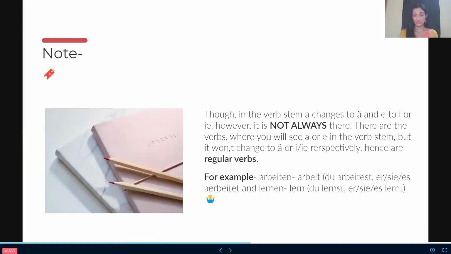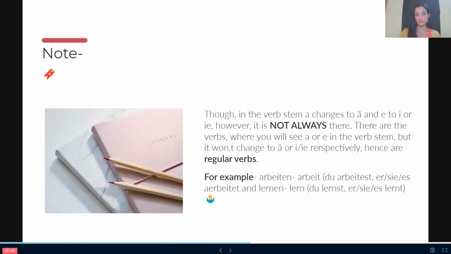Now there's a note which you actually need to remember. In the verb stem, A changes to Ä with umlaut and E to I or IE. However, it is not always there, okay? There are verbs where you will see A or E in the verb stem, but it will not at all change to A with umlaut or E to I or IE respectively. Hence they are regular verbs.